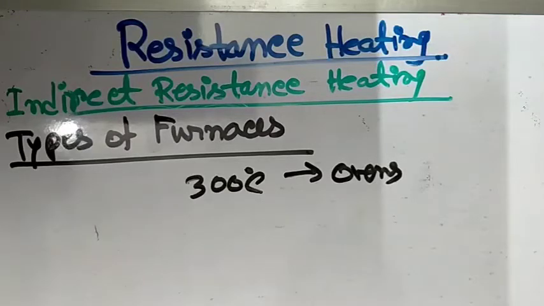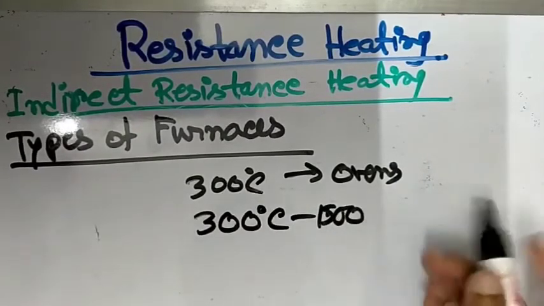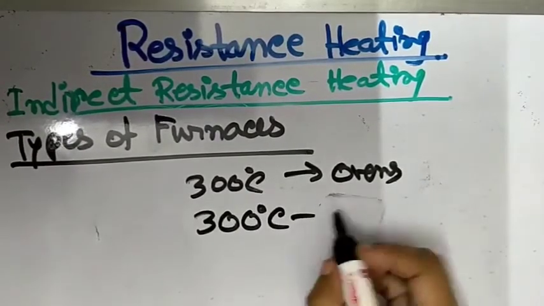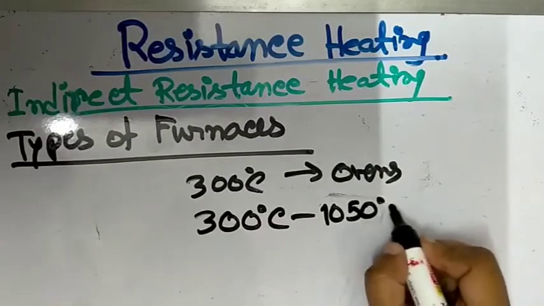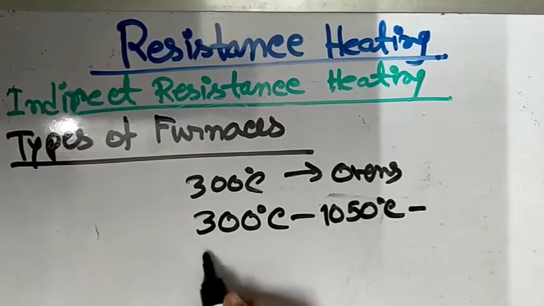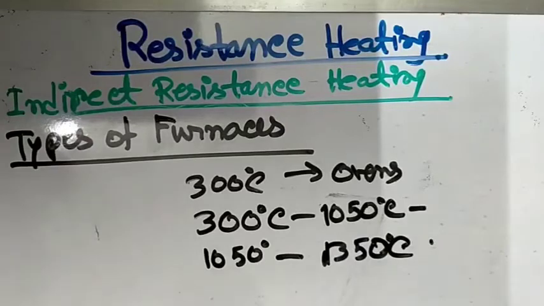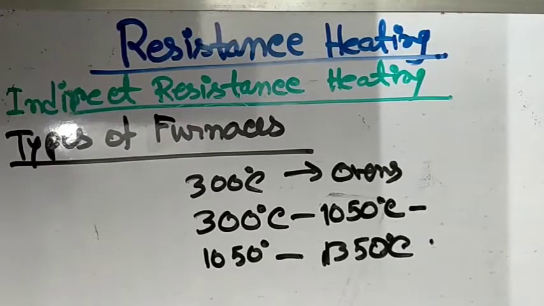Medium temperature furnaces have working temperature between 300 degree to 1050 degree centigrade and are used for annealing, normalizing of steel and non-ferrous metals and melting of non-ferrous metals and stove enameling. And high temperature furnaces having a working temperature between 1050 degree to 1350 degree centigrade are used for hardening purposes. And a typical furnace employing heating element and having provision of carrying out heating in particular atmosphere is shown in this figure.